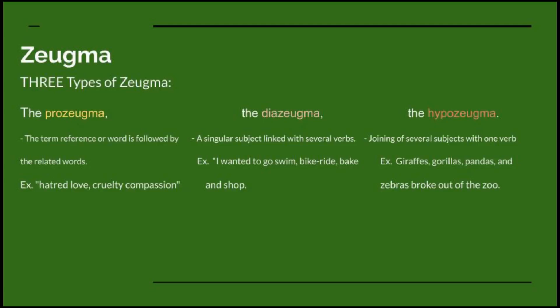For example, I wanted to go swim, bike ride, bake, and shop. There is one subject and multiple verbs follow. Last but not least, the third type of zeugma is hypozeugma.